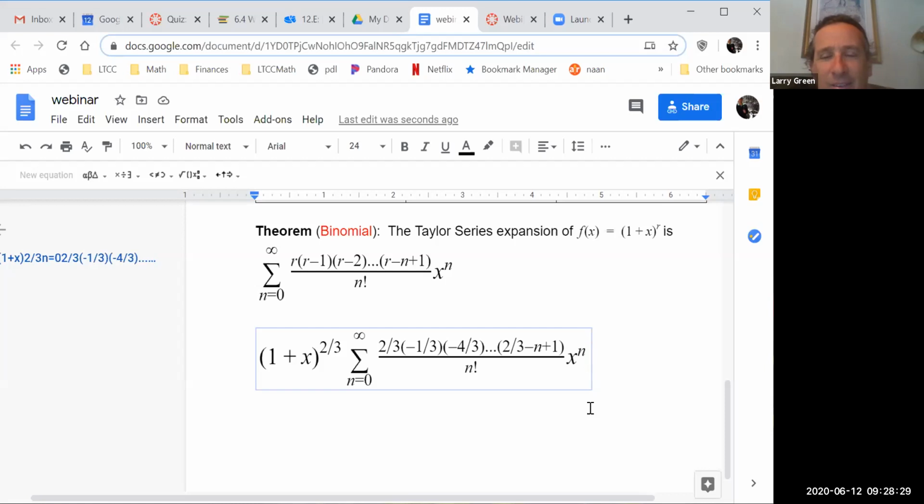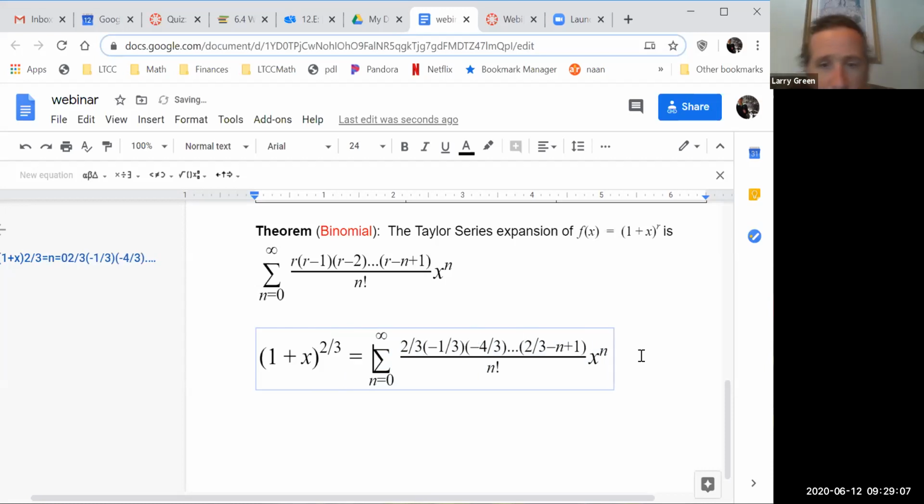Okay, why would you care about this? How do you think this is used? Because it's used everywhere, I said. Any ideas? Okay, the idea is whenever you have a fractional exponent, whether it's a half or a 2/3, whatever power it might be, we can always write it as a power series.